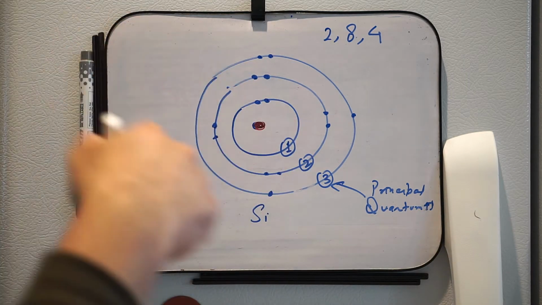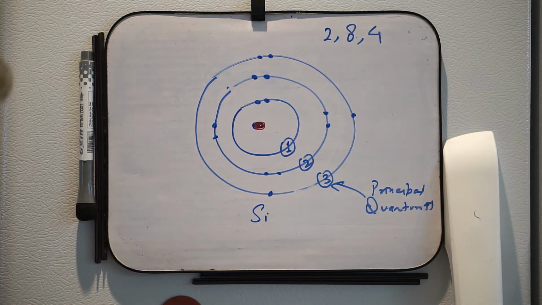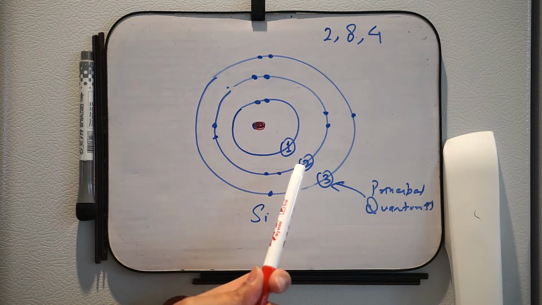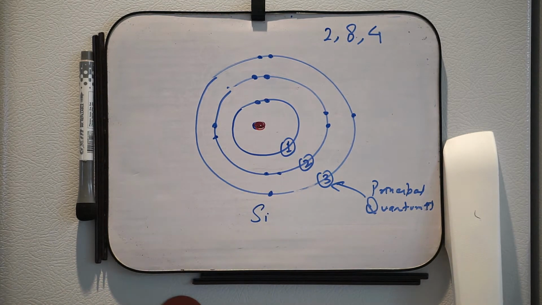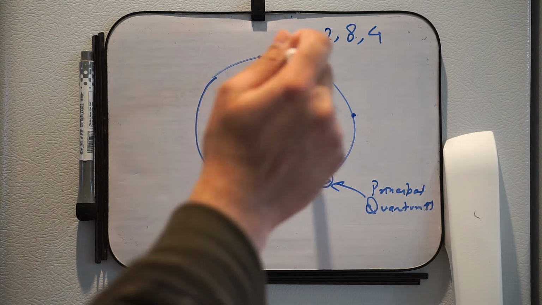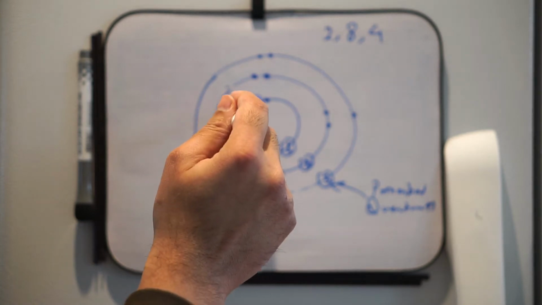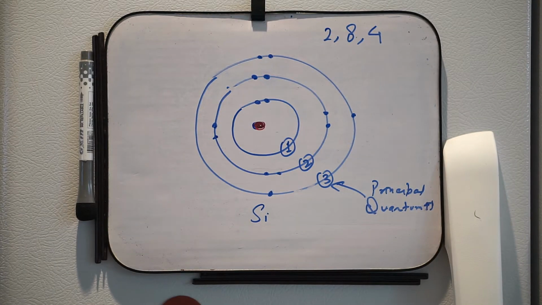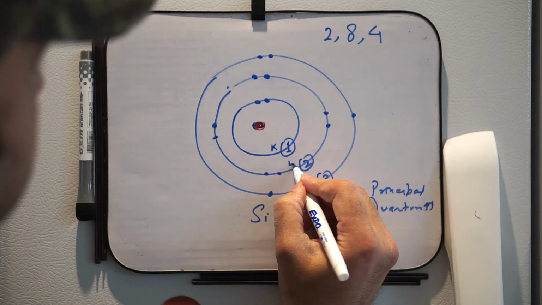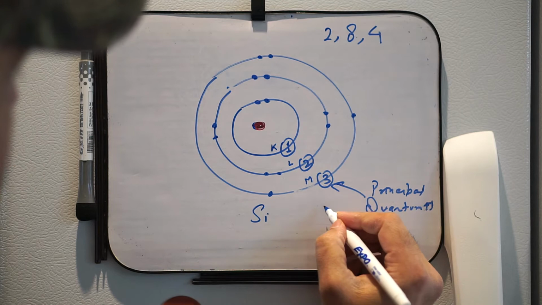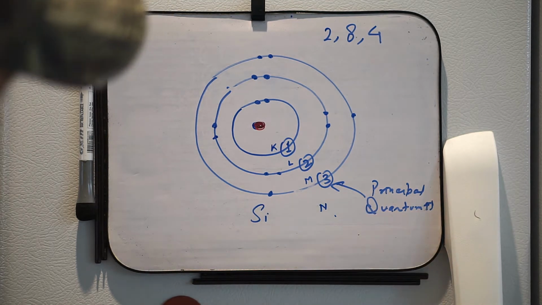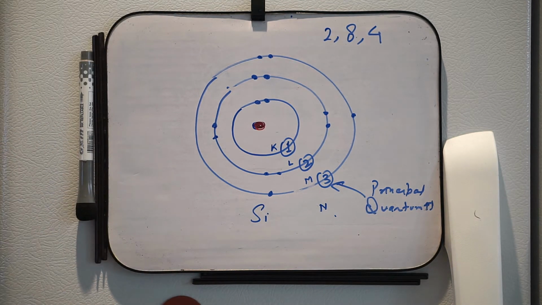So these are the orbitals, the shells of the atom, also referred to as the principal quantum number, shell 1, shell 2, shell 3. So if you look at the silicon atom, it's quite beautiful. It's got 2 electrons in the first orbital, or the first quantum number. We also call them K, L, M, N, and so forth.